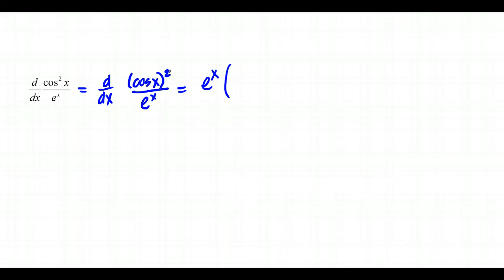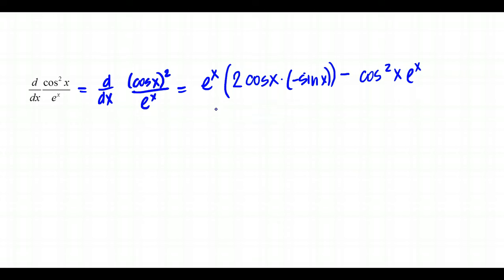So the outside function is x squared. I'm going to bring the 2 to the front. So the derivative of x squared is 2x, but instead of x, I'm going to put cosine x. Reduce the power by 1, so it would be 2 cosine x to the 1, times the derivative of the inside. The derivative of cosine x is negative sine x. So what have I done so far? Low d high minus high d low, over low squared. So I'm going to write that as e to the x times 2 cosine x times negative sine x, minus cosine squared x times the derivative of e to the x, which is e to the x, all over low squared. So e to the x squared.